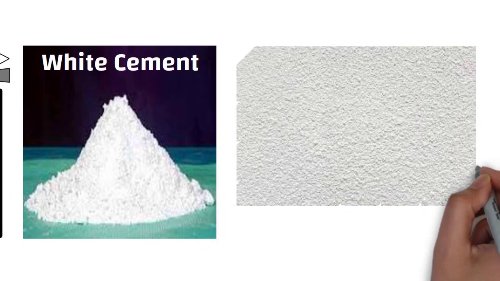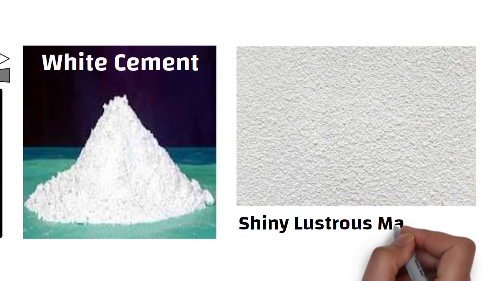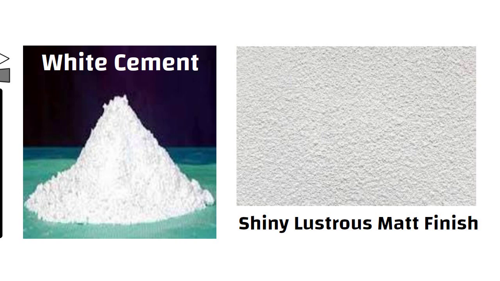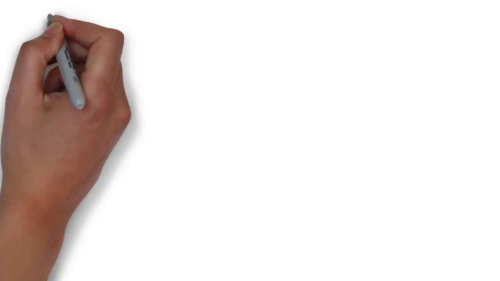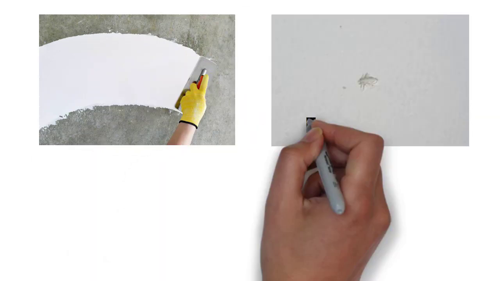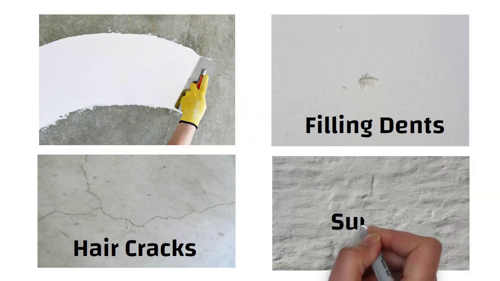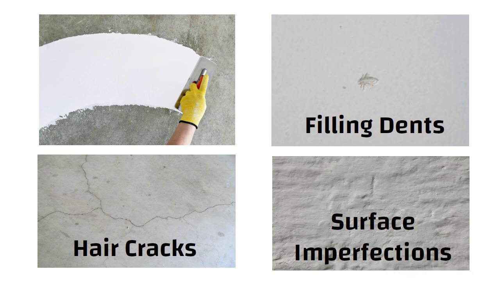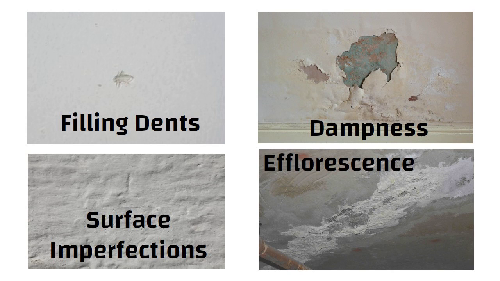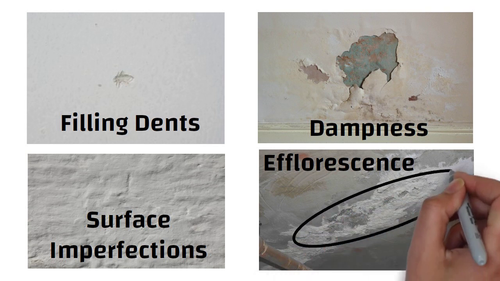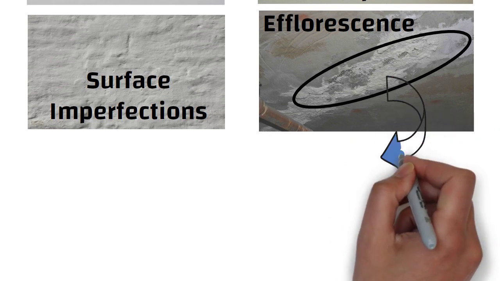White cement is mostly used to give a shiny lustrous matte finish to walls. It focuses on appearance, whereas putty is specially formulated for filling dents, hair cracks, leveling surface imperfections due to plaster, prevent dampness, efflorescence, etc. Some walls develop white powdery fungus-like material on them with time.